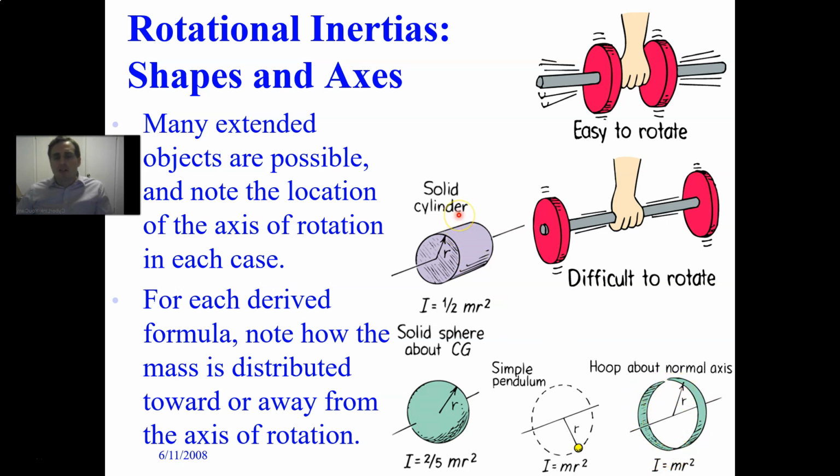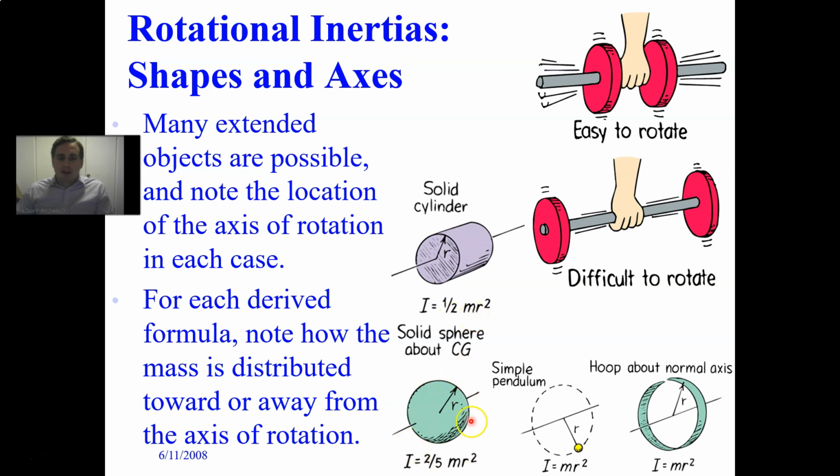But notice a solid cylinder. A solid cylinder is going to be 1/2 mr squared, because it still has mass along the outside, if rotated about its center, but it also has mass on the interior. And since it has mass on the interior, it's going to have a smaller rotational inertia, namely 1/2 mr squared.